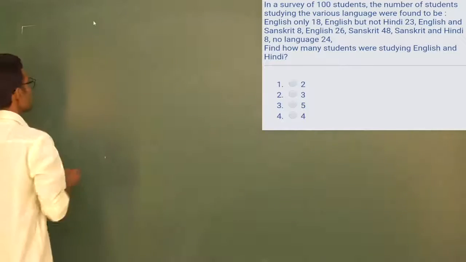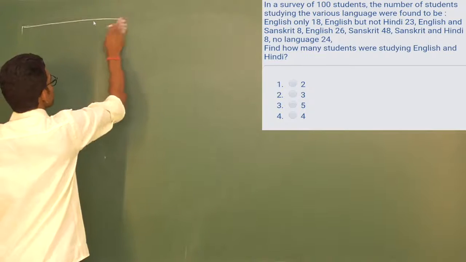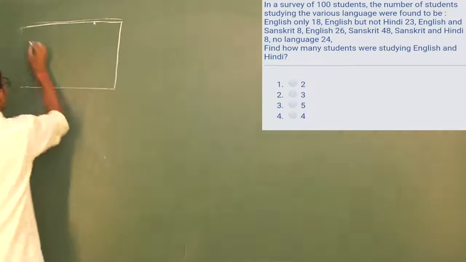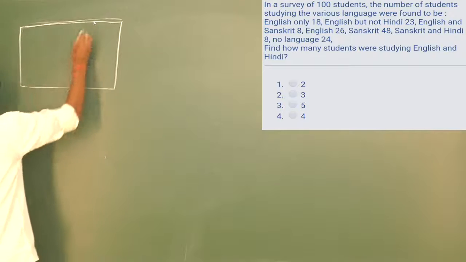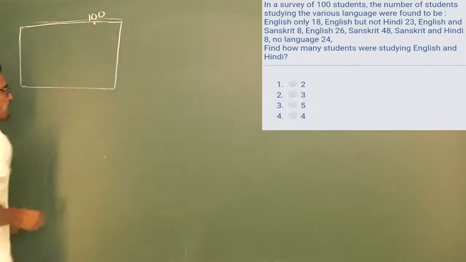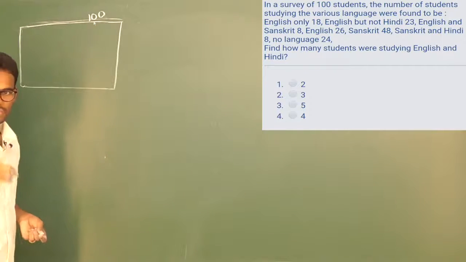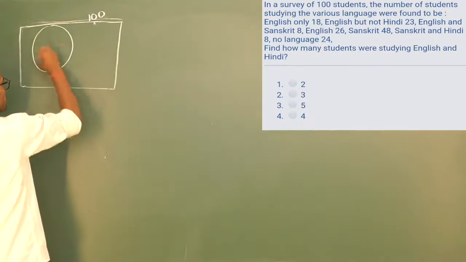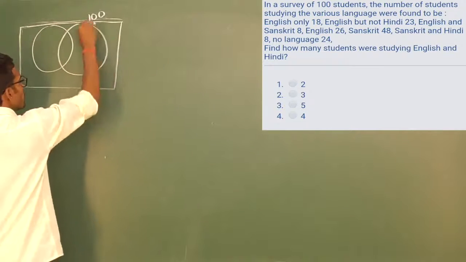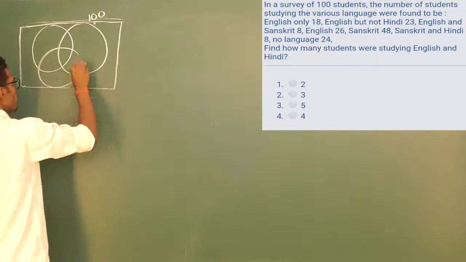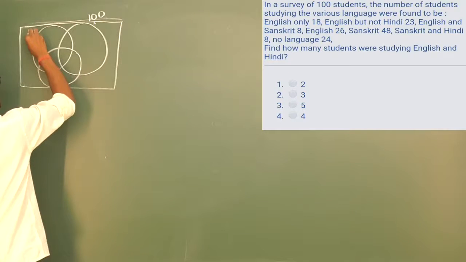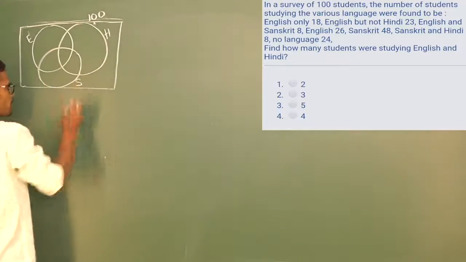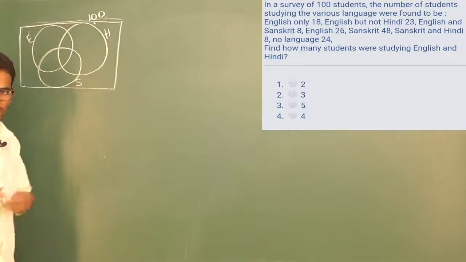They have given 100 students. So, out of these 100 students, if I consider it as a Venn diagram, this is the total number of students, and there are English, Hindi, Sanskrit students. English, Hindi and Sanskrit. Okay. And they have given some numbers.